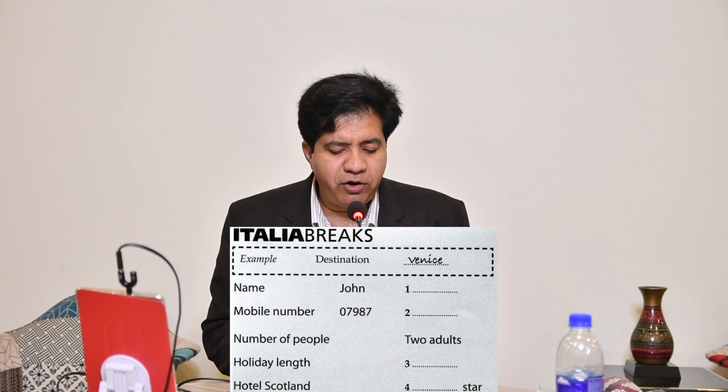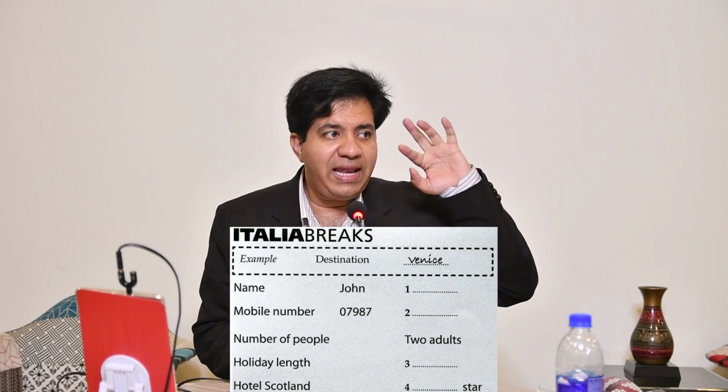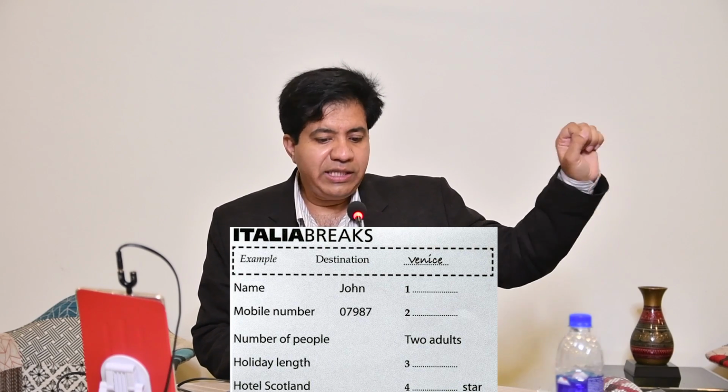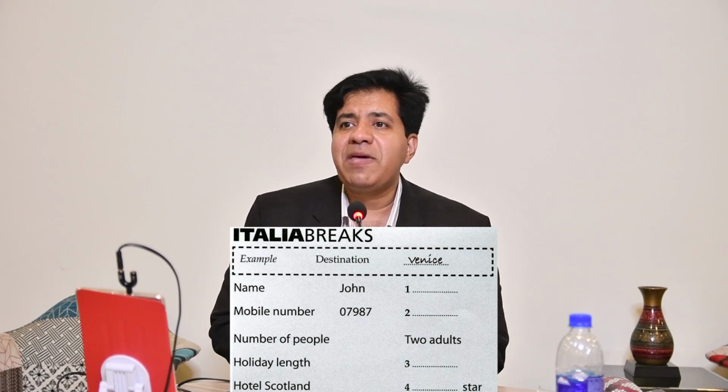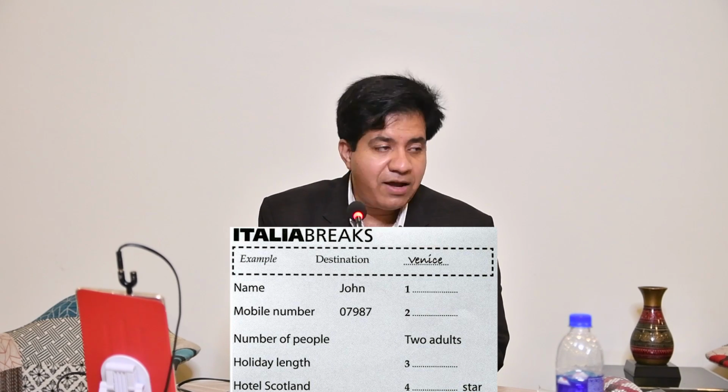After that, number of people, they mentioned 2 adults. Now, information which is given, it will help you track the audio. In the audio, when they say, how many people are planning to go? And the person says, it's just me and my wife. So there will be 2 people. It means they have reached here.